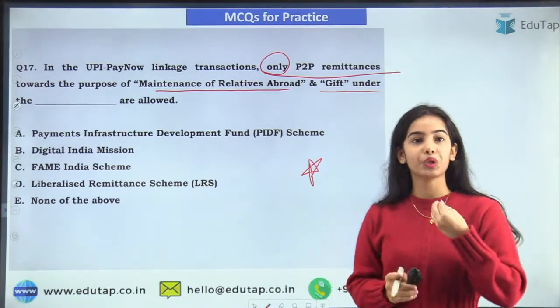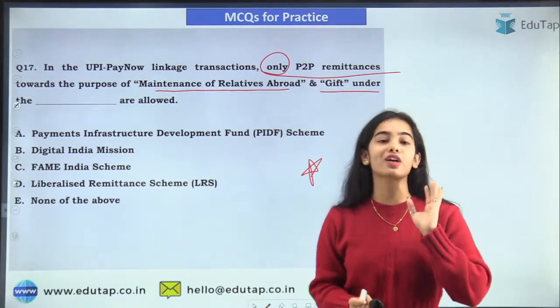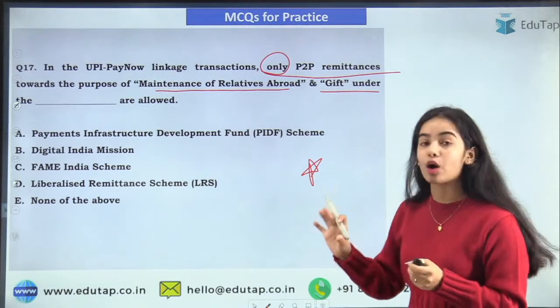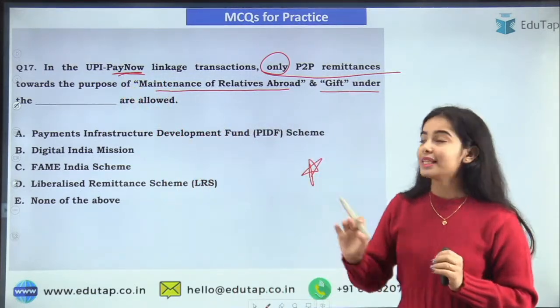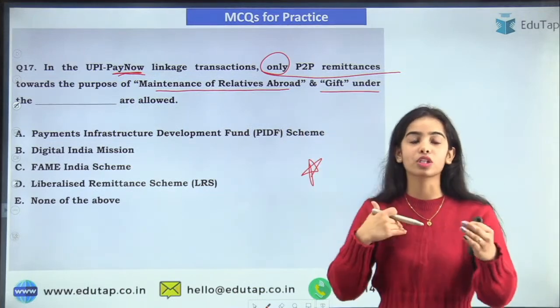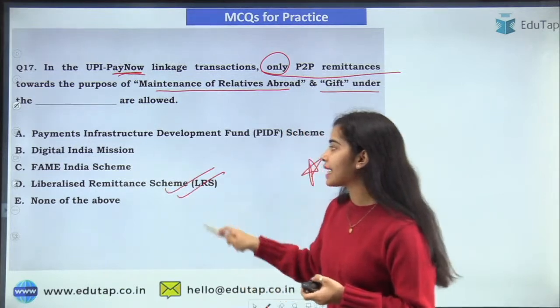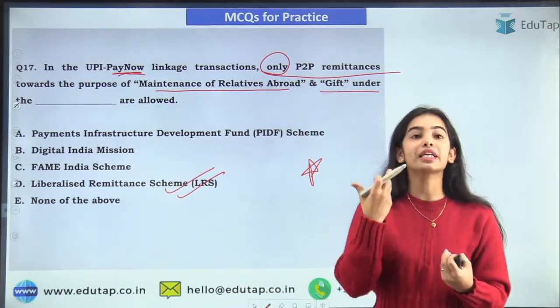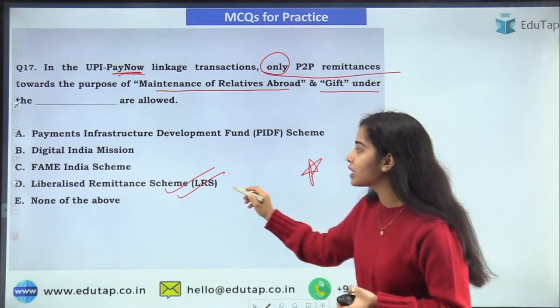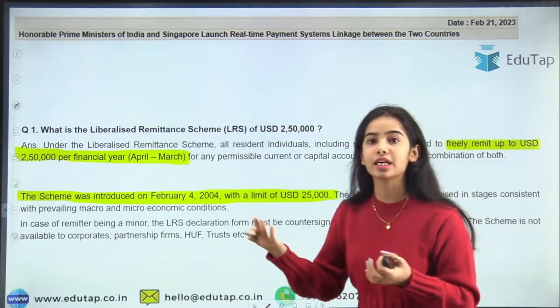So I hope you have understood that the UPI PayNow linkage is only for the transfer of money. PayNow does not allow person-to-merchant payments. That's why the UPI PayNow linkage is for person-to-person or peer-to-peer transfers. So the right answer is the Liberalized Remittance Scheme. UPI PayNow is for remittances, so it comes under the Liberalized Remittance Scheme.